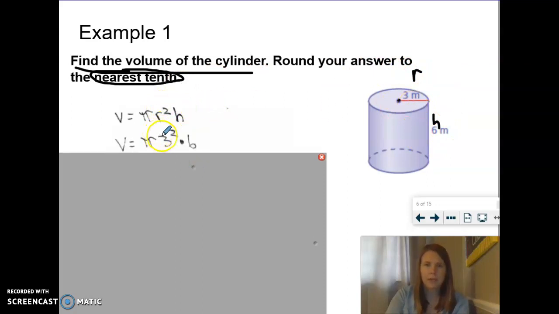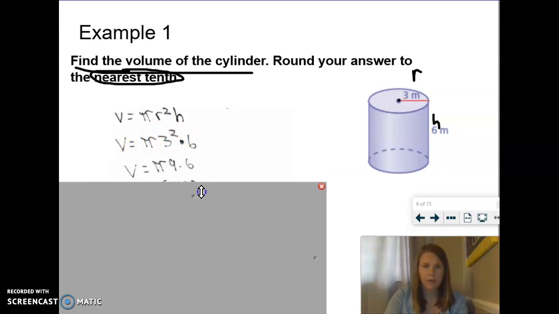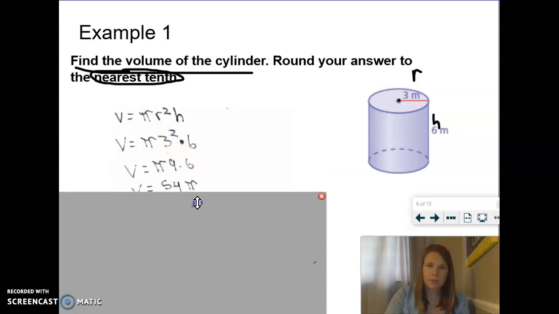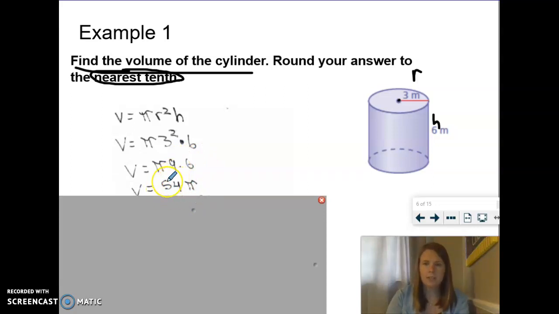So I plug in my 3 for my radius, and I'm going to plug in the 6 for my height, okay? From there, I'm not even going to plug in 3.14 for pi yet, okay? I am just going to solve this part first, and then I will plug in the 3.14, all right? So 3 squared is 9, so then I have 9 times 6. 9 times 6 gives me 54. I just moved it to the front of this pi because that's typically how mathematicians like to do that, keep any constant number in front of a variable to the front.